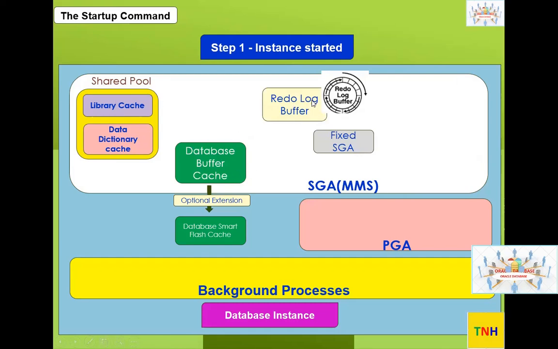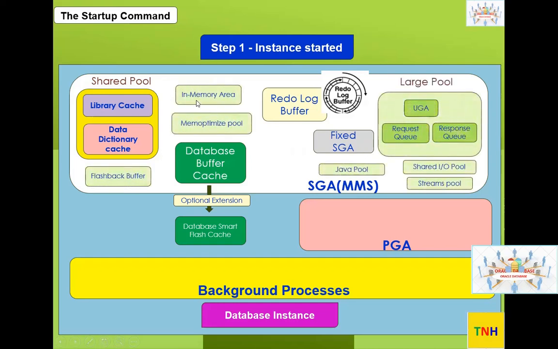Database buffer cache is a must, redo is a must, and fixed SGA is anyway going to be there. These are optional: in-memory area, memoptimize pool, flashback buffer, Java pool, large pool. Within the large pool, we are going to have the user global area, depending on the shared server configuration. If it is a dedicated server, this UGA component may be in the shared pool, but if it is a shared server, UGA is going to sit in the large pool.